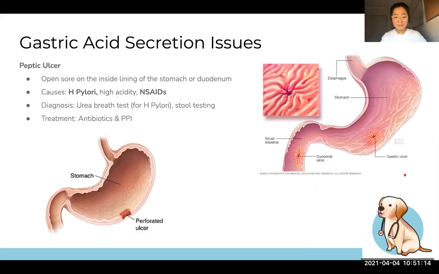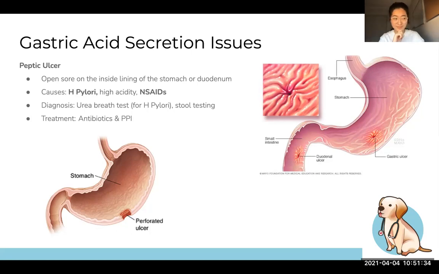So a couple of issues that can happen. A very, very important thing for you guys to know: peptic ulcers. This refers to ulcers inside either the stomach or the duodenum. And it's usually caused by mainly 2 things: either H. pylori or some kind of NSAID that the patient is taking.